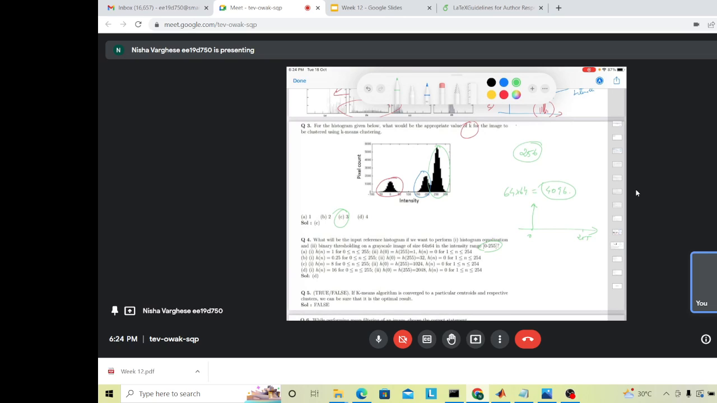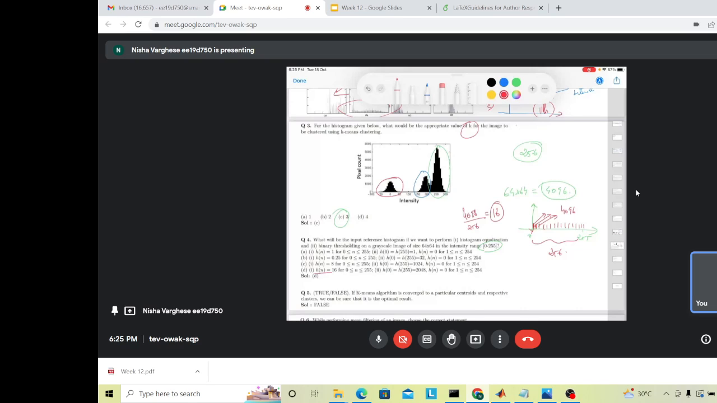Histogram equalization means the histogram should be uniform. That means if we have 256 values here and each line indicates how many pixels have this intensity value, the total number of pixels will be 4096. So each height should be 4096 divided by 256, that is 16. So for histogram equalization, h of n will be 16 for 0 to 255.